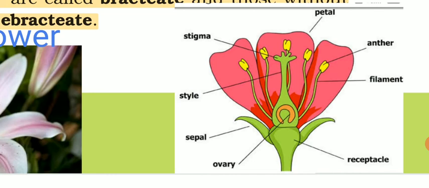Now we will come to the third and fourth parts of the flower. The third is the male part, also known as androecium or stamen.